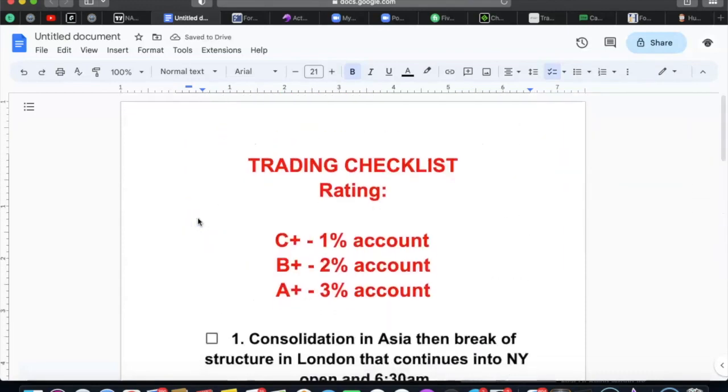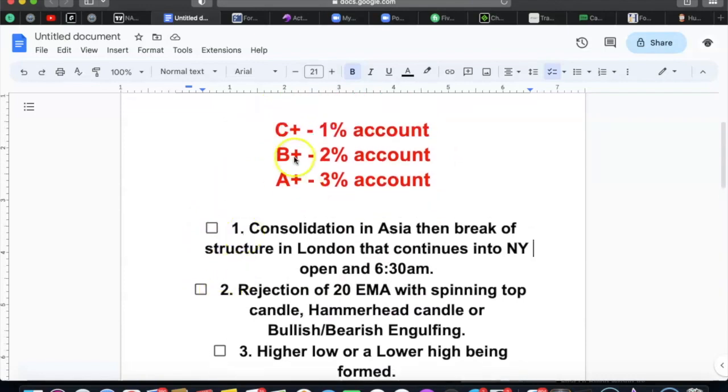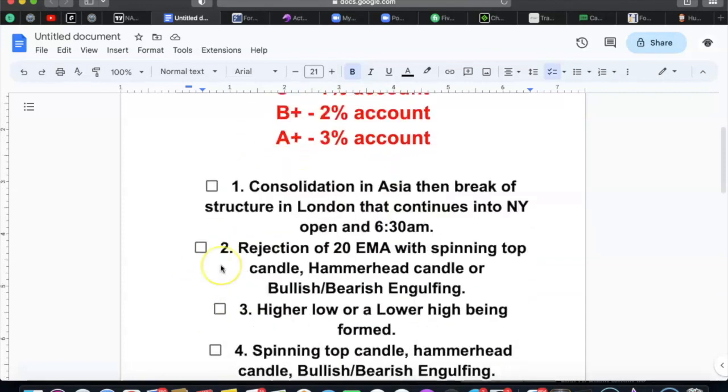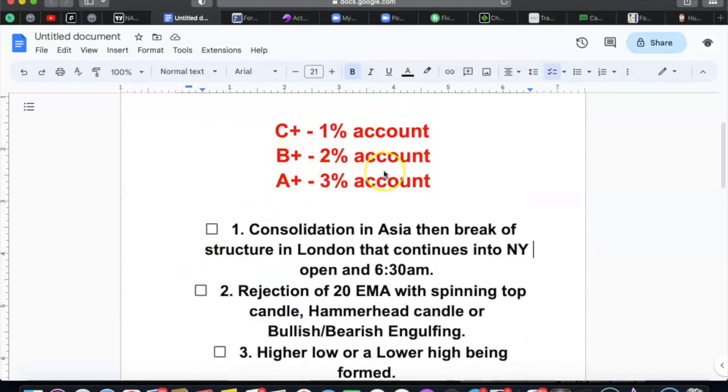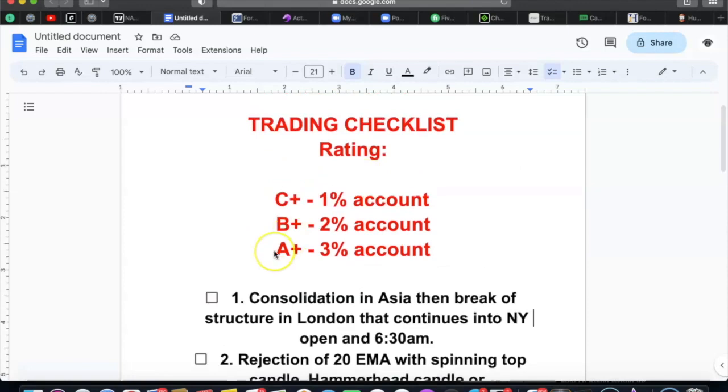Okay, now let me explain this. If I have 2 of these boxes marked off, that's a C plus trade. I'm going to risk 1%. If I have 3 of these boxes marked off, still a C plus trade. If I have 4 or 5 of these boxes marked off, B plus trade. If I have all 6, that is an A plus trade. I'll risk 3% of my account. So you guys need to understand, you're not going to risk 3% every single trade. You're not going to risk 2% every single trade. You need to see if it fits the qualifications to allow you to risk 3% or 2% or whatever it may be.